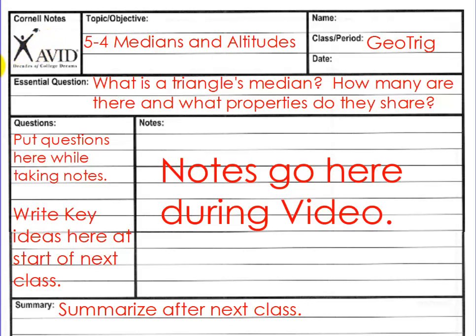Welcome, GeoTrig. This is section 5.4, medians and altitudes. The essential question is, what is a triangle's median? How many are there and what properties do they share?